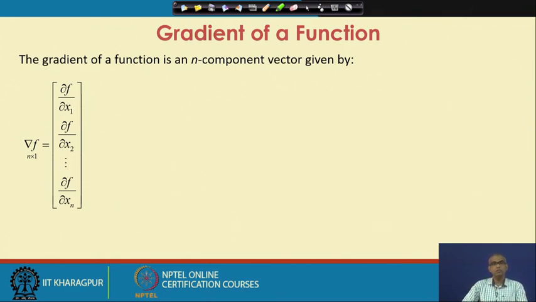A quick review of the gradient of a function. The gradient of a function is an n component vector given by del f del x1, del f del x2, del f del x3 up to del f del xn. So, given an n variable objective function, you have to take the partial derivative of the objective function with respect to each variable, and the vector thus obtained is the gradient of the function.